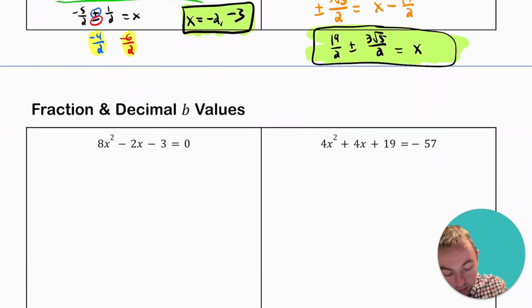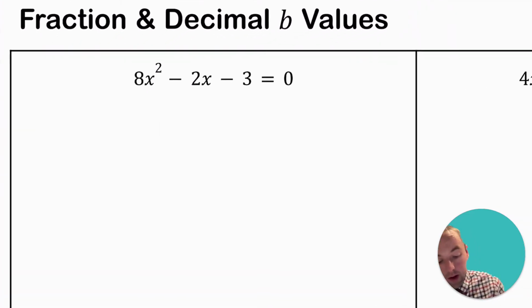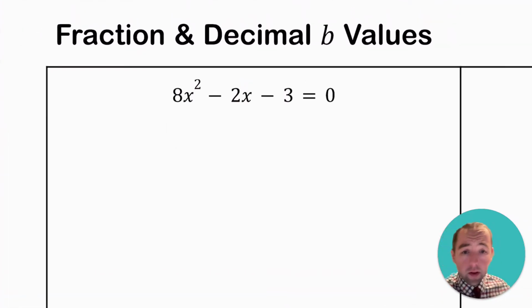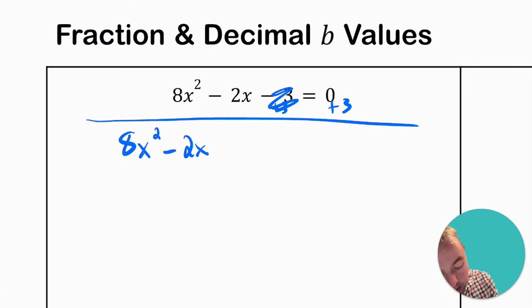Okay, so then I want to look at some ones where the b value itself is a fraction when you're trying to complete the square, and that's going to happen in these couple examples right here. So we'll start with this one right here. If we're going to complete this square, again, it's really nice to have the x squared term and the x term on one side, and then let's add the 3, so we get the constant to the other side. So then that's going to be equal to 0 plus 3, which is 3.